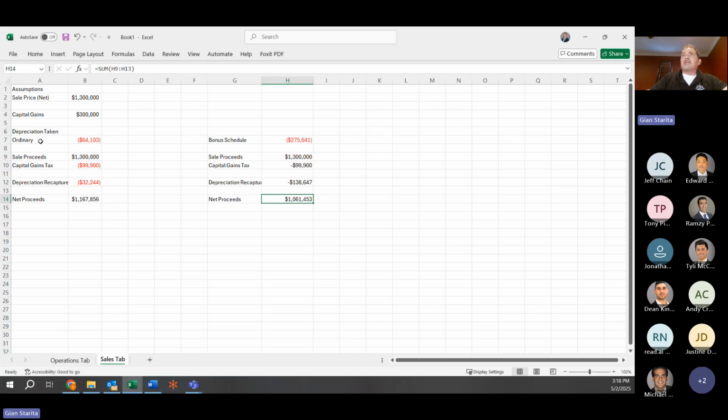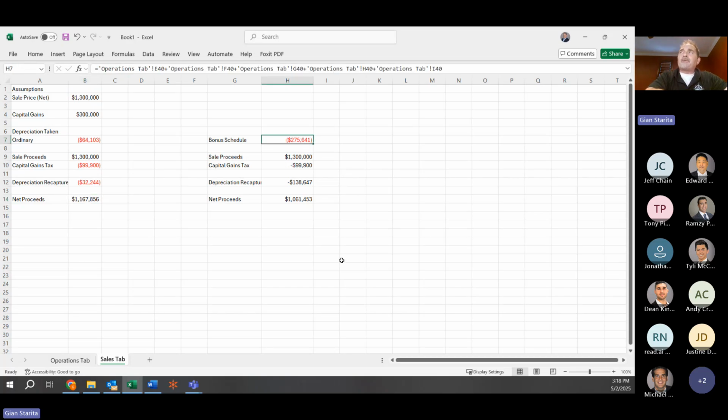So in the ordinary path, right? We sell it, we have depreciation recapture. We've taken 64,000 of depreciation. That costs us 32,000 at the closing table because we're paying the government. We get 1.167 million.